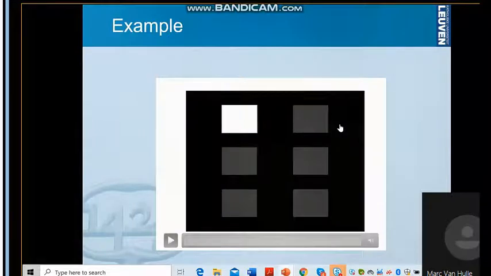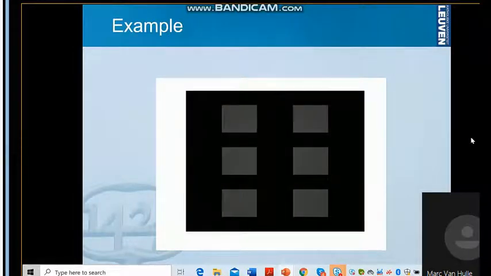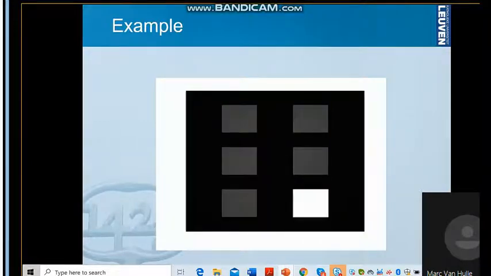And this is how it can look like. Next slide, with 6 targets. So you have your flashes running. And of course, you have to do it a couple of times to be sure that it is working properly.